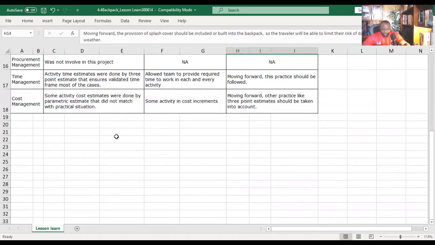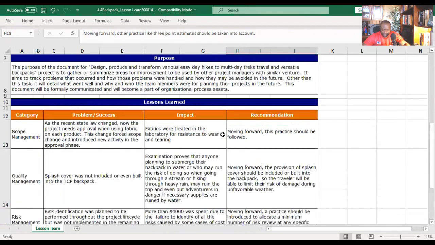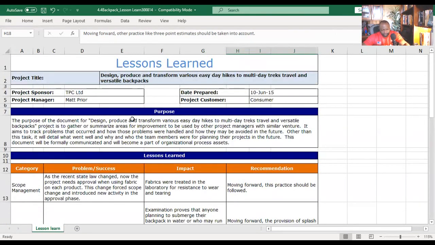All right, here's another one from cost management. Some activity cost estimates were done by parametric estimates that didn't match with practical situations. And what was the impact? The impact was some activity in cost increments. Moving forward, other practices like 3-point estimates should be taken into account. And obviously, as a project manager, you know that 1-point estimates, single point estimates are never really that good. For that reason, use 3-point estimates. It's a simple lesson.